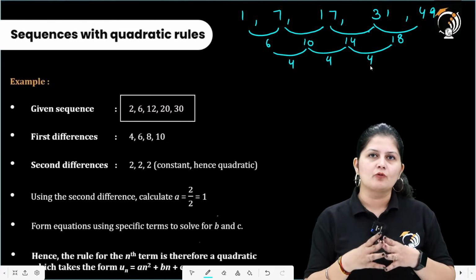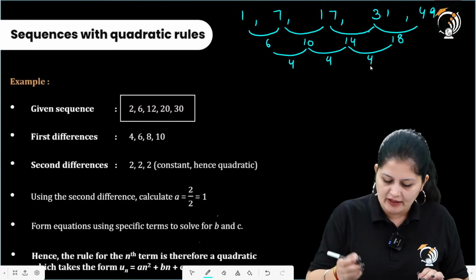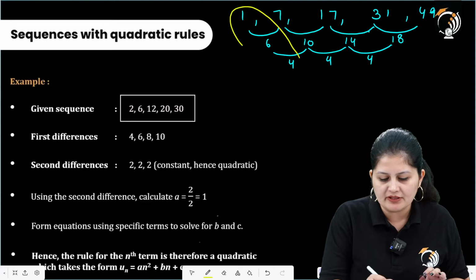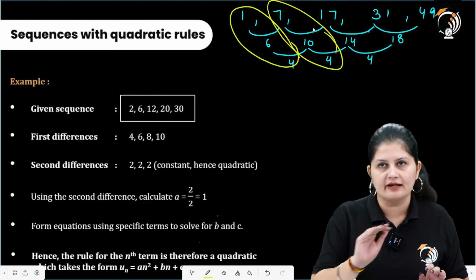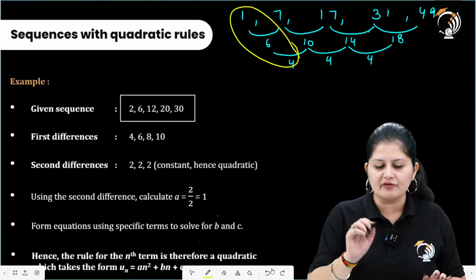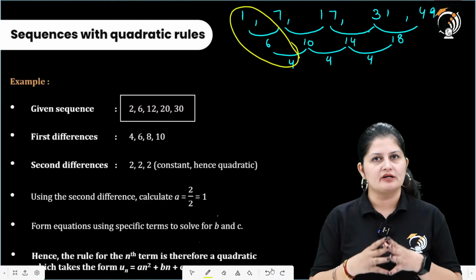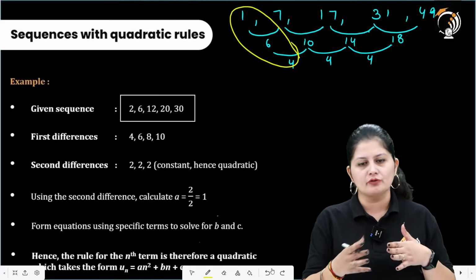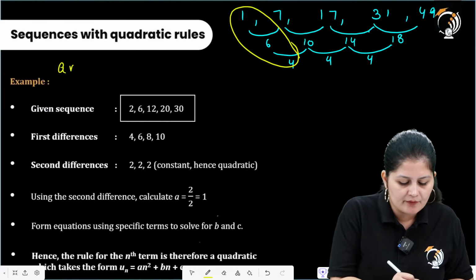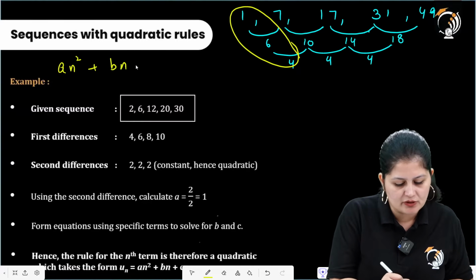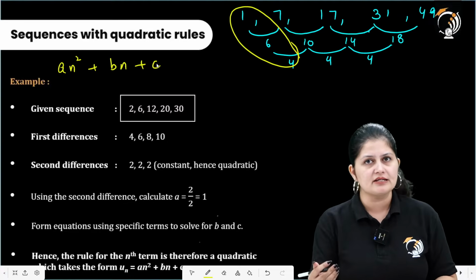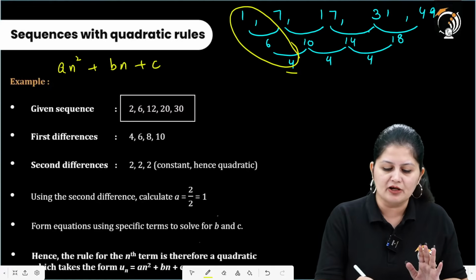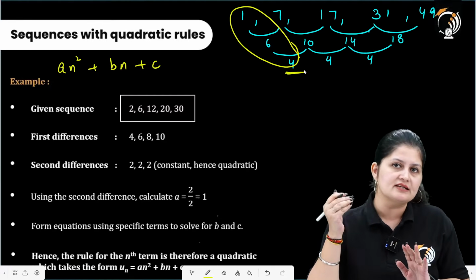Now, how are we going to solve this particular thing? Whenever you take any of the rows, you can take maybe this row or this row, that is entirely fine. I'm just taking the first one. In this case, in order to get the value, how are we going to write it in the form of an square plus bn plus c? Clearly we need to get the value of a, b and c here. So, in order to get the value of a, b and c, clearly the term where we can see the common difference is getting the same now.